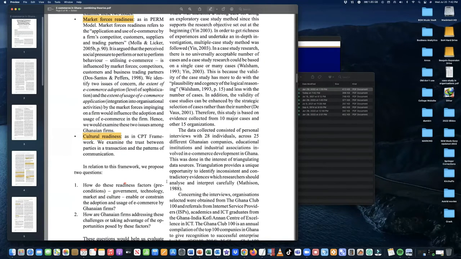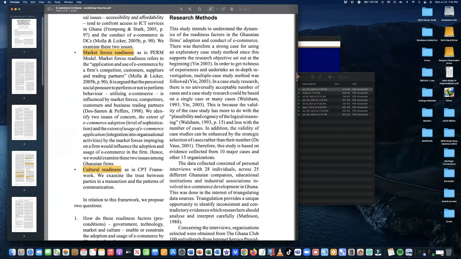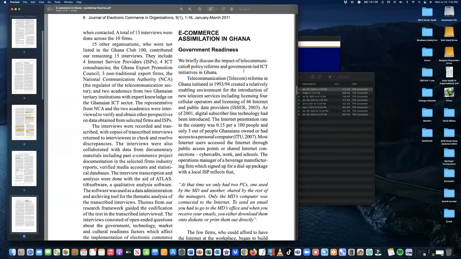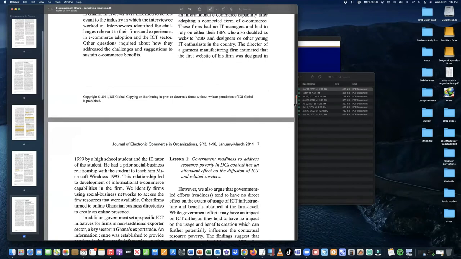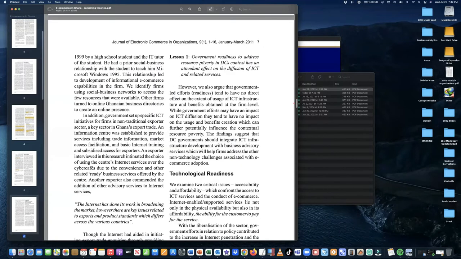So if you look at it very carefully, after collecting the data, my first section is government readiness. We briefly discussed the impact of the telecom policy reforms and government-led ICT initiatives in Ghana. And I bring some of the data there. After that, I come up with lesson one. Usually, because I'm a critical realist, I draw postulations from the data. So the first finding I have here is that government readiness to address resource poverty in this context has an intended effect on the diffusion of ICT-related services.